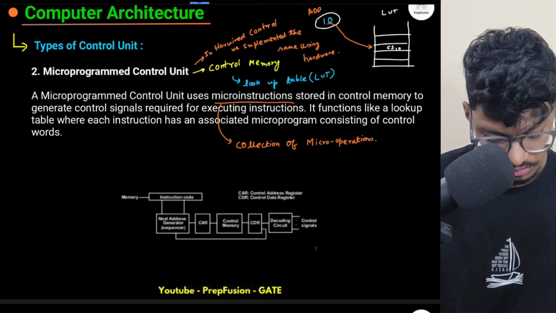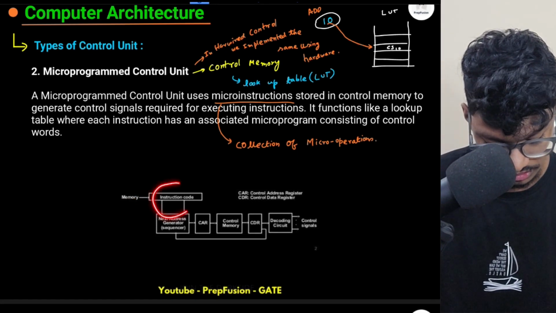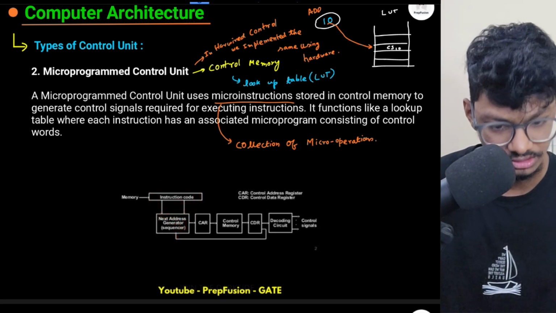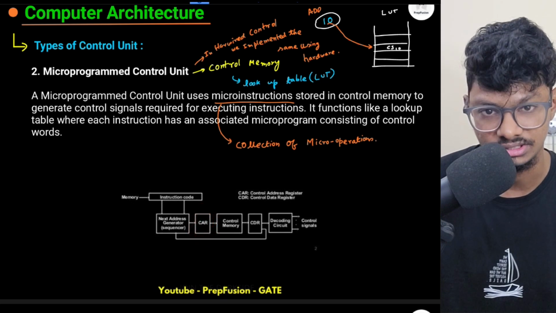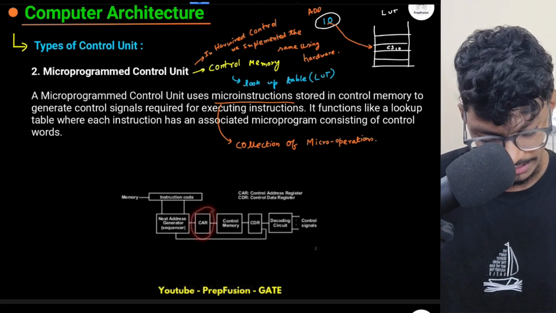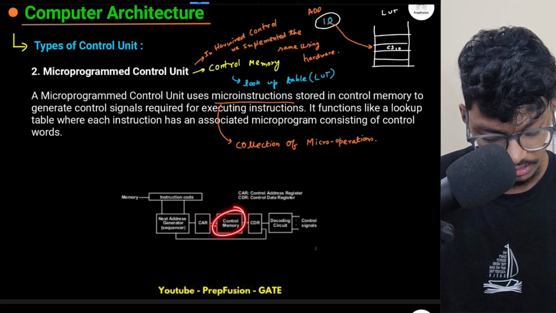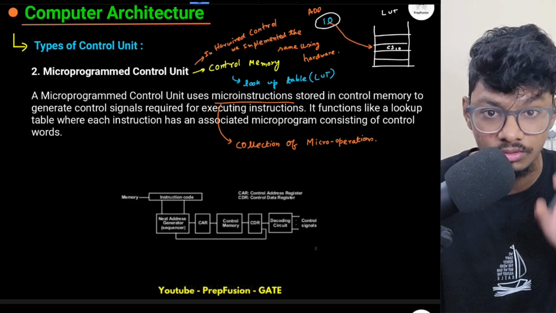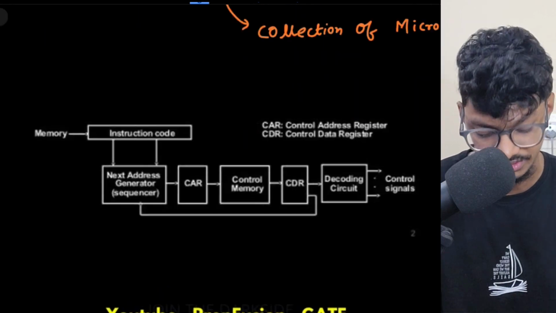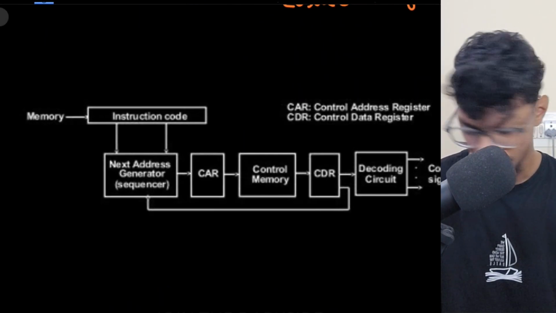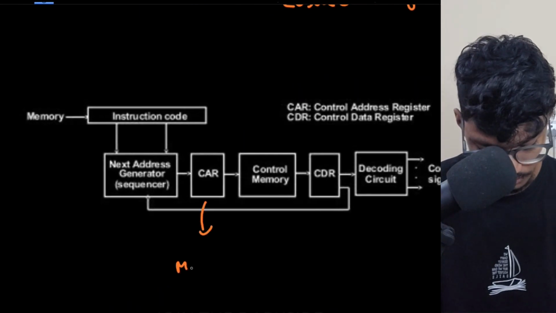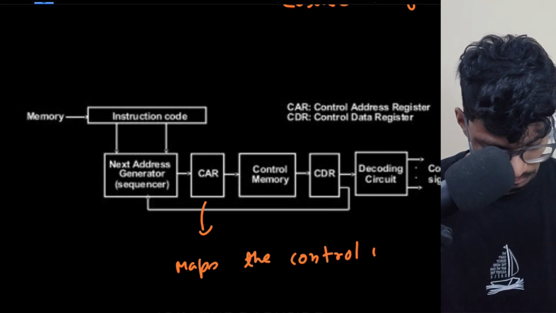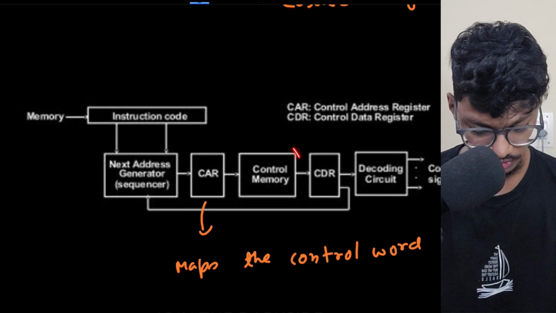If I see, I have this instruction code that goes into some next address generator, the sequencer. We'll understand what a sequencer is as well. Then it goes to the control address register. The control address register maps to where the control signal for this particular instruction is present, where the control word is exactly present. Next we go to the control memory.